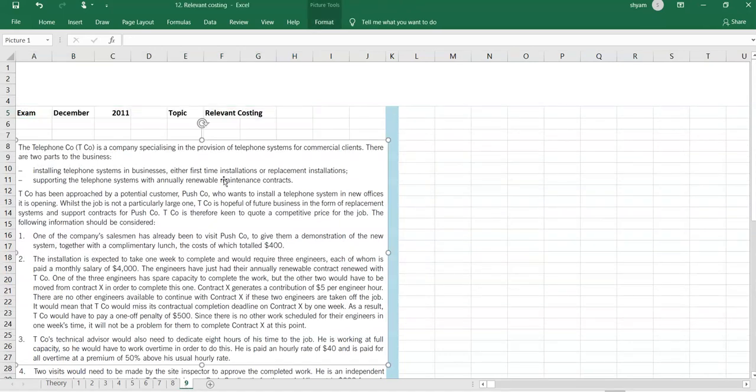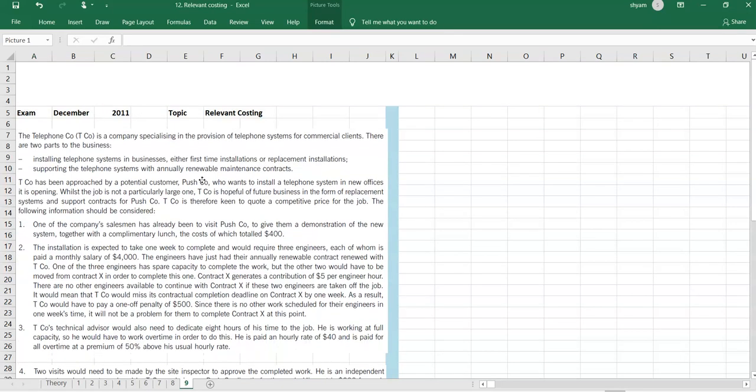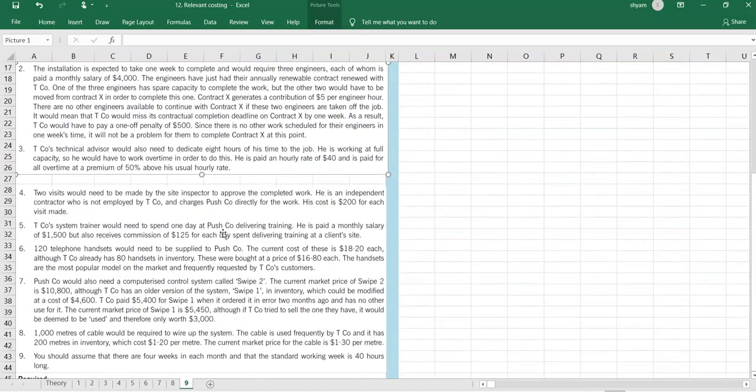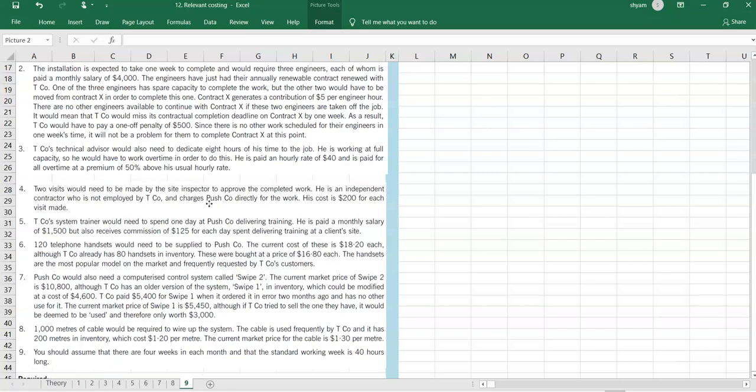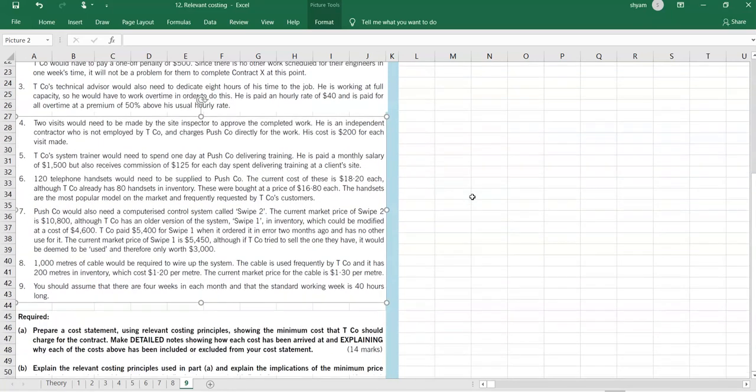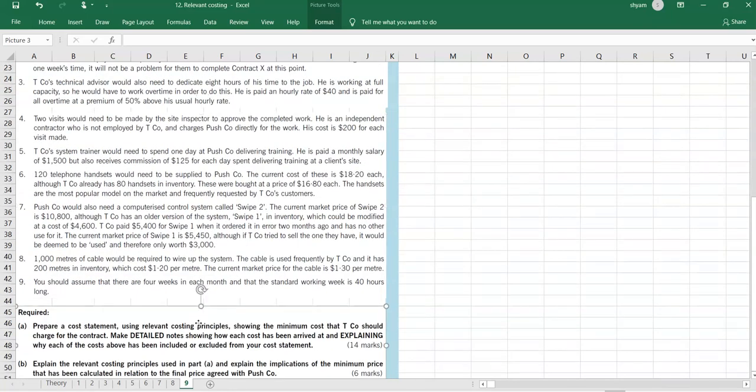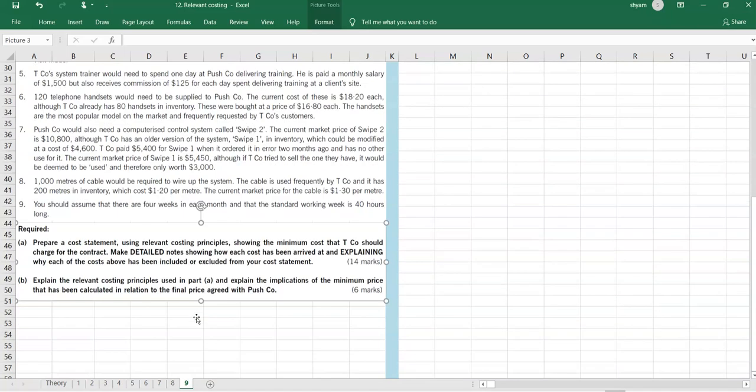This question is quite lengthy, but also very interesting. It is a December 2011 question which was asked in ACCA. If we solve it slowly and little by little, we will get the answer. So we'll start from the required. Required itself is somewhere long down, but this is the most comprehensive sum in relevant costing. So we'll start from here.